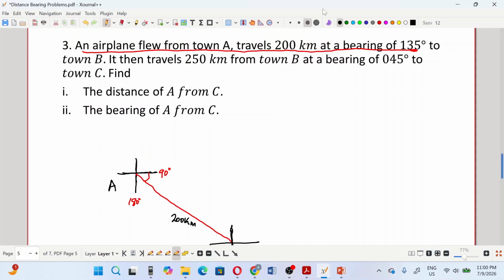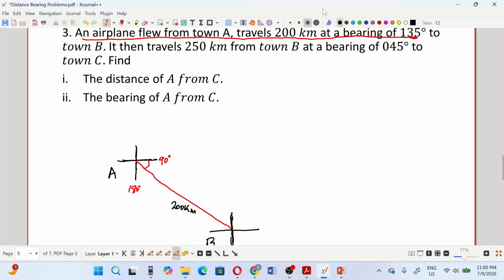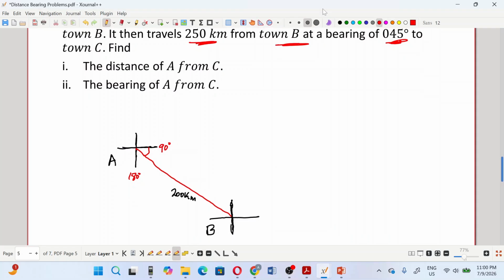Now let's look at the second part. What does it say? It says it then travels 250 kilometers from town B at a bearing of 45 degrees, right? So I'm at town B and I just want 45 degrees. This is 90 degrees. So 45 will just be half of it, and it just traveled 250 kilometers. So that's basically half of it, right? That's gonna be half of this. So here, that's gonna be my 45 degrees.